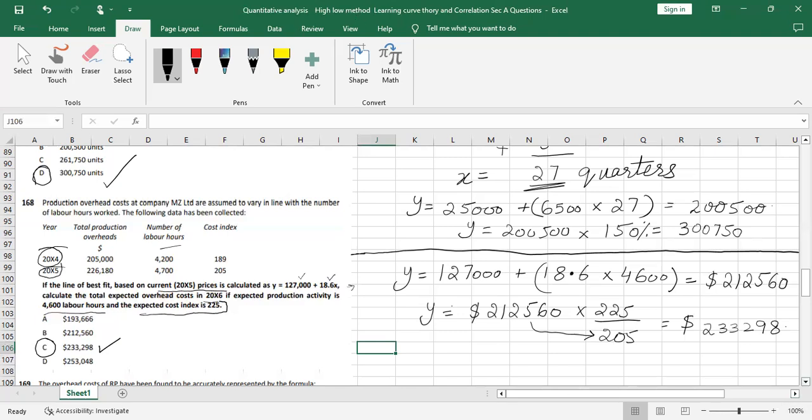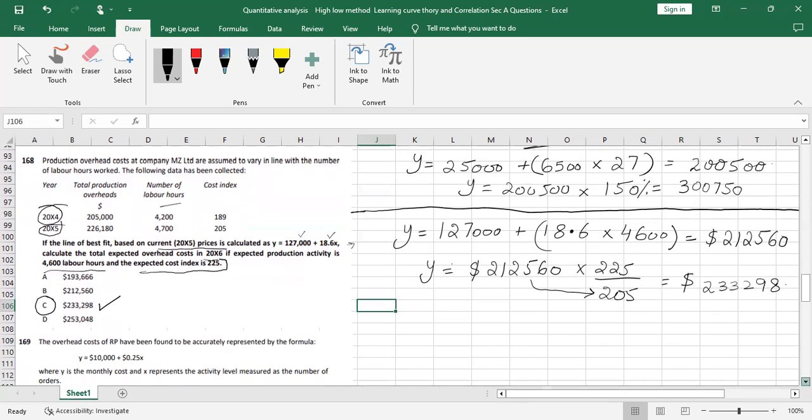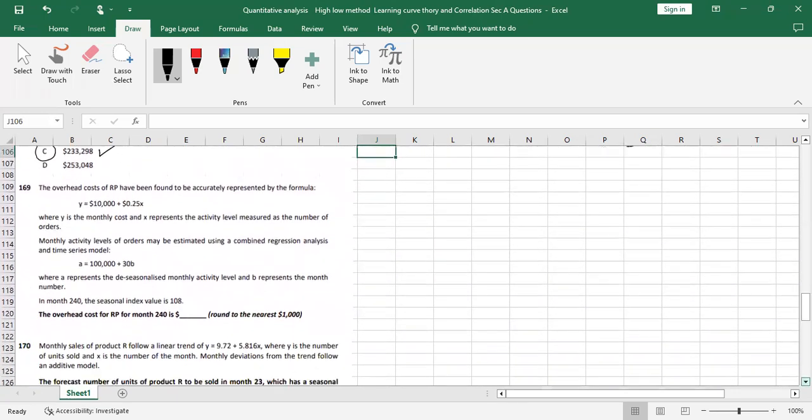Okay. Now we are heading to the next question. Once again, it is dealing with the same regression equation, but now we have two equations. The overhead cost of RP has been found to be accurately represented by the formula y is equal to $10,000 plus 0.25x, where y is the monthly cost, x represents the activity level measured as the number of orders.